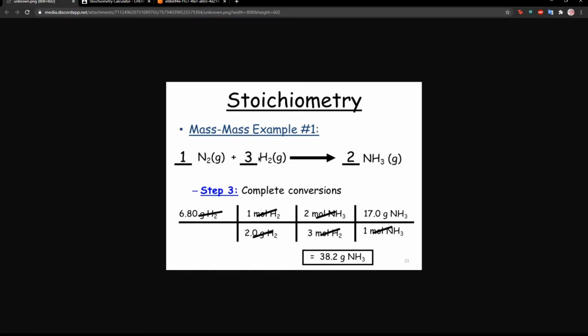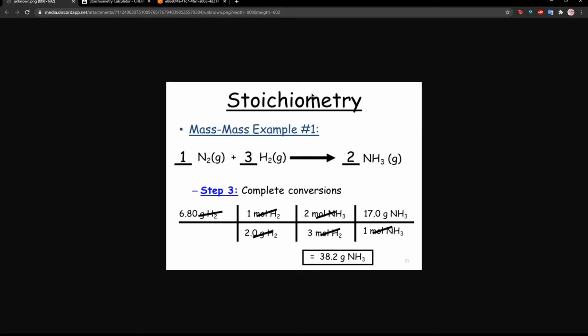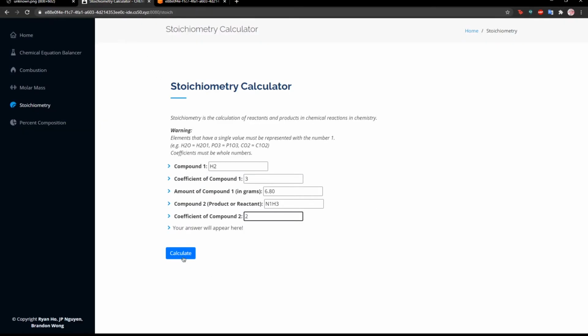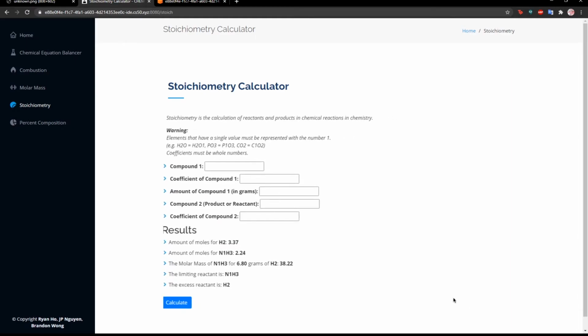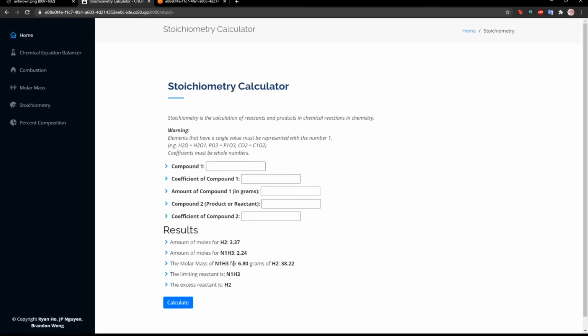Next, I'll demonstrate the stoichiometry calculator. I'll transfer the coefficients and the compounds here to CHEMULATOR over here. Compound 1 will be H2, the coefficient for compound 1 is 3, and the amount of compound 1 in grams is 6.80. Compound 2 could be the product or the reactant, so we're going to use the reactant in this case, N1, H3. We must account for the single atom, and the coefficient of compound 2 is going to be 2. Once I click calculate, you see that the result here is essentially the same as produced over here, 38.2 grams of NH3.